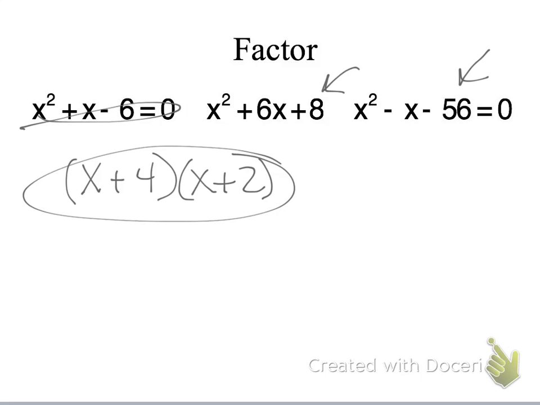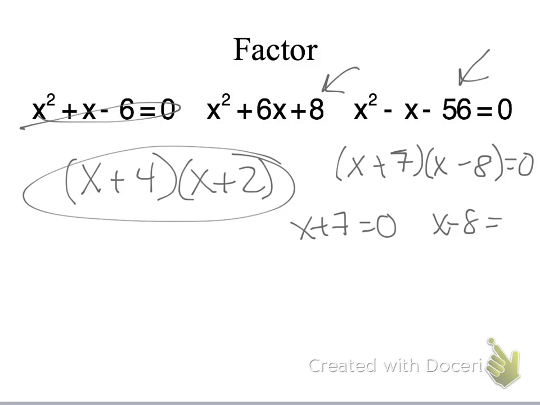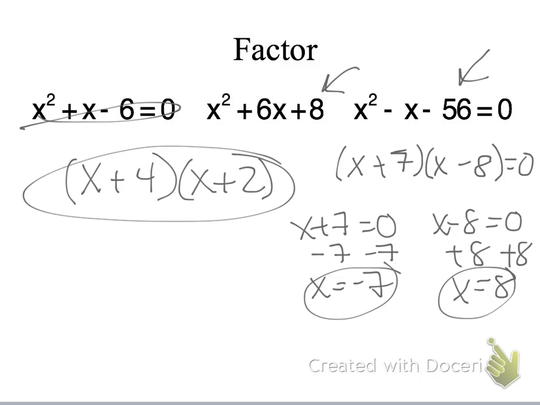Okay, this one is set equal to 0, so I need to solve it. So let's see, two things that multiply to get me negative 56, add to get me negative 1, are going to be 7 and 8. Okay, but when we add them, we need a negative 1. So the 8 has to be negative and the 7 has to be positive. So now we set those equal to 0. Subtract 7, so we get x equals negative 7. Add 8, so we get x equals 8. So there are my two answers for that.